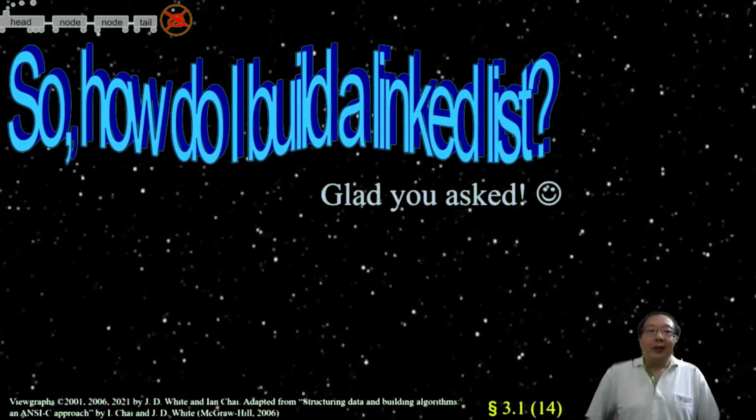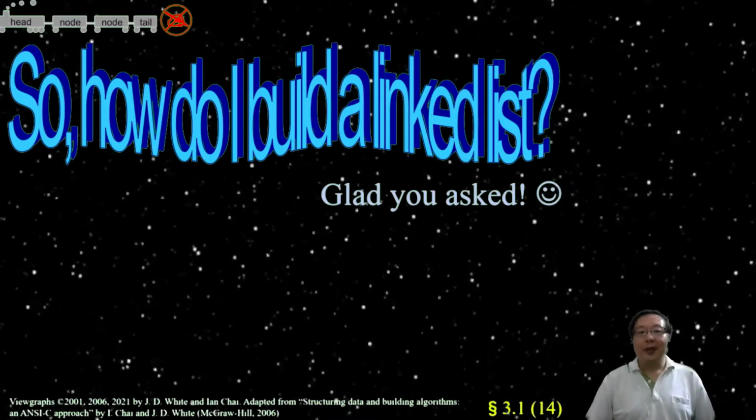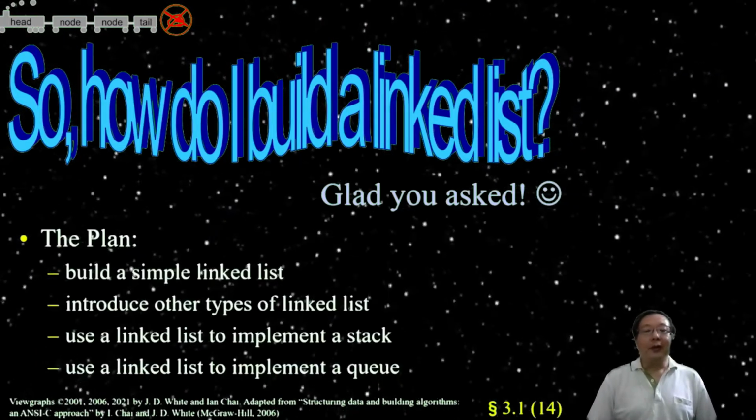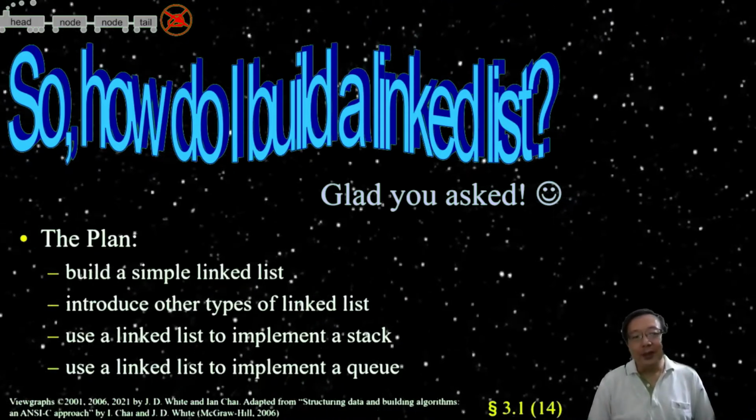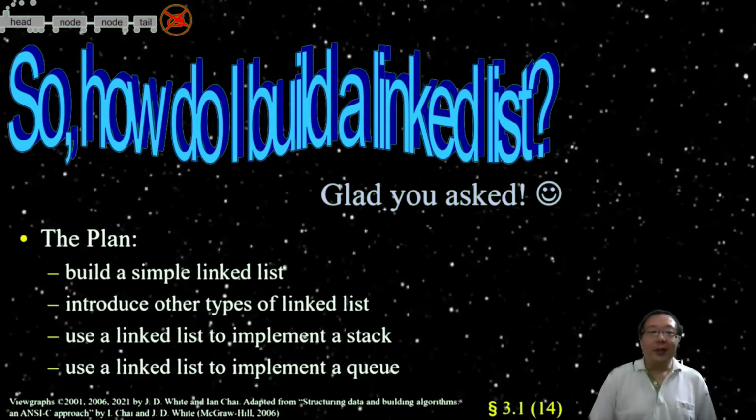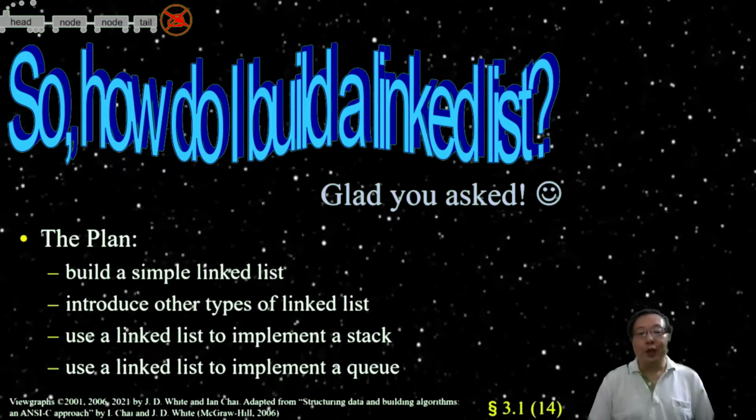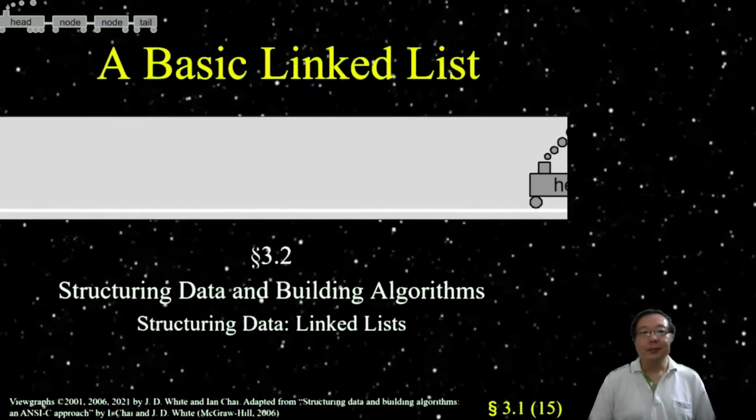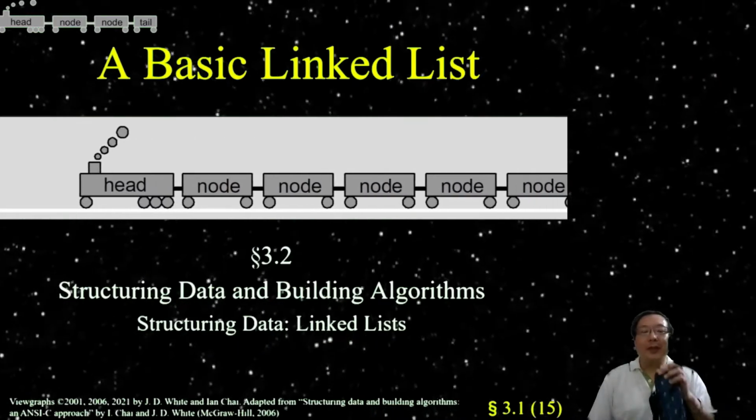So, okay, now that we've heard of linked lists, how do we build one? We're going to show you how to build a linked list. We're going to build a simple linked list, introduce other types of linked lists, use a linked list to implement a stack, and then use a linked list to implement a queue. Okay, so we're going to show you a basic linked list.